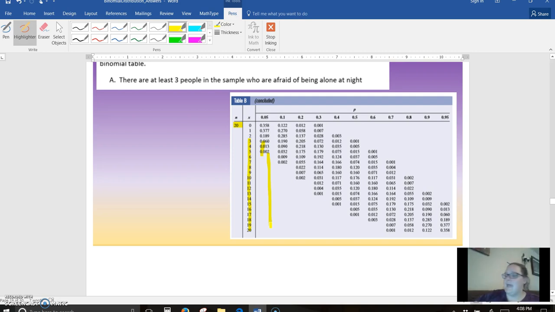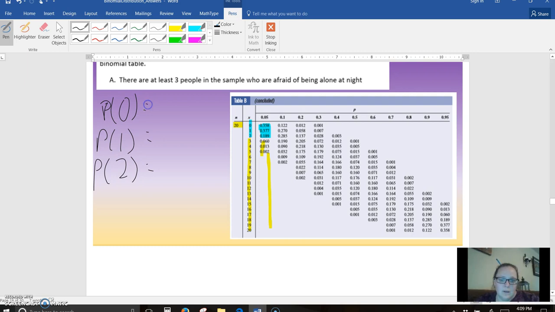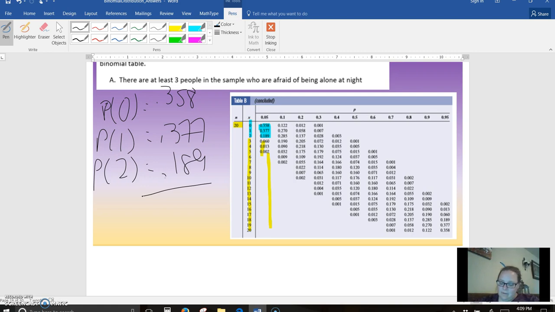And so that tells you, hey, I need to do the complement, which is kind of what we did in that other problem. And so we're going to look at 0, 1, 2, these numbers, and then subtract from 1. All right, so we'll do P of 0, P of 1, P of 2: 0.358, 0.377, 0.189. Okay, I'm going to add those up. I get 0.924.